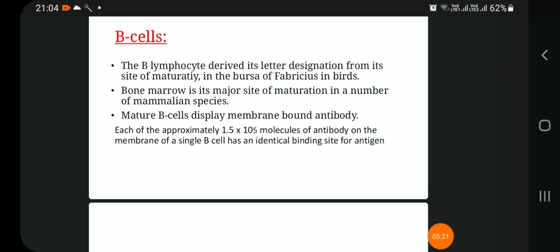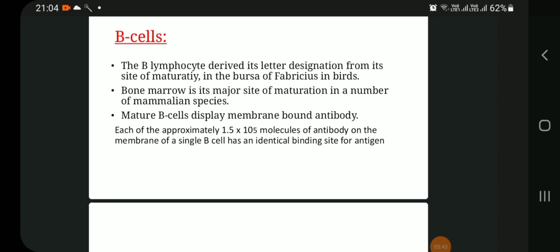Each mature B cell contains 1.5 × 10^5 molecules of antibody on the membrane of a single B cell. That means each and every B cell will have 1.5 × 10^5 molecules of antibody.